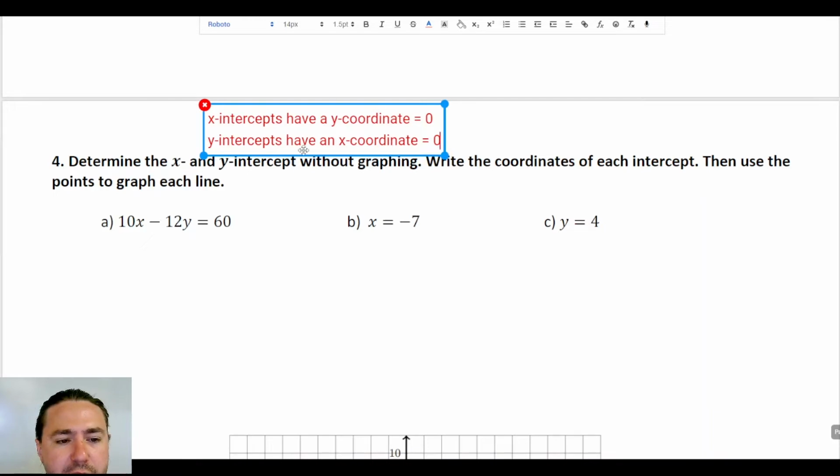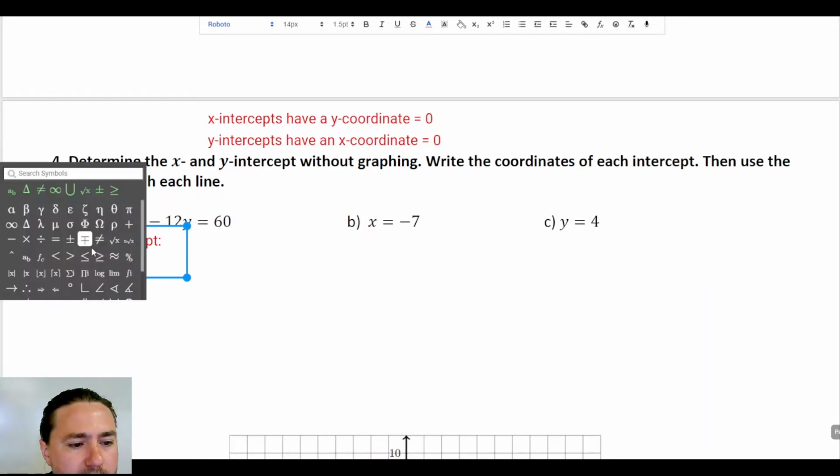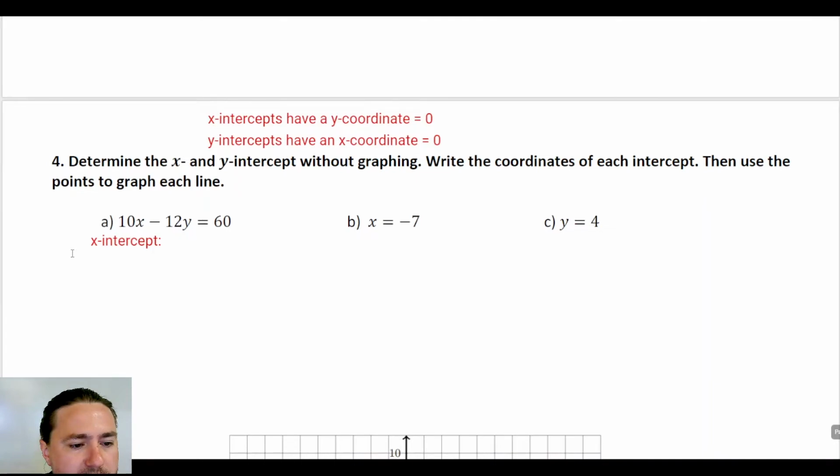Okay, so this little fact is going to help us find these intercepts. Basically, for the x-intercepts, you plug in 0 for y and then solve for x, and then just do the reverse to find the y-intercepts. So we'll start here with the x-intercept. To find the x-intercept, we're going to set the y-coordinate, or the y value, equal to 0.